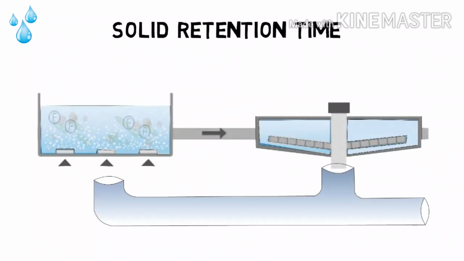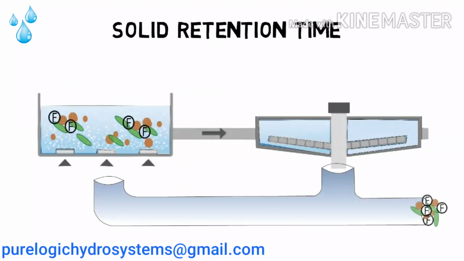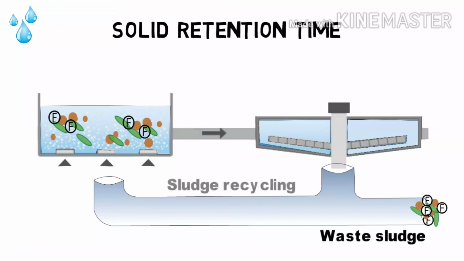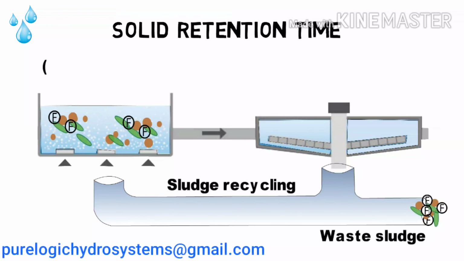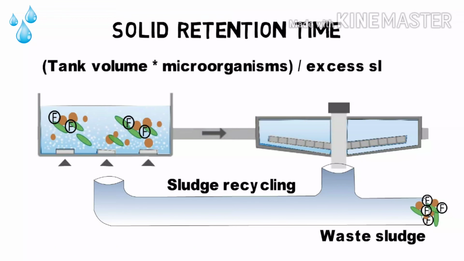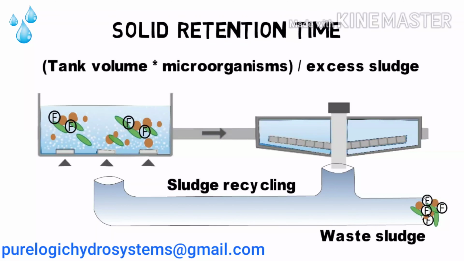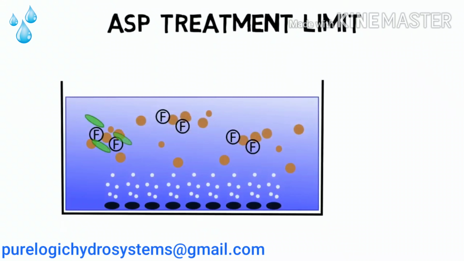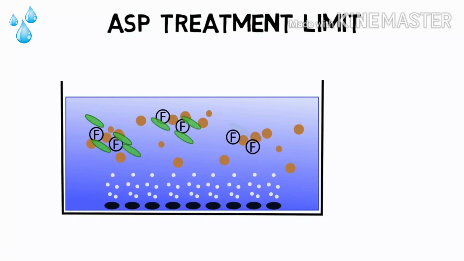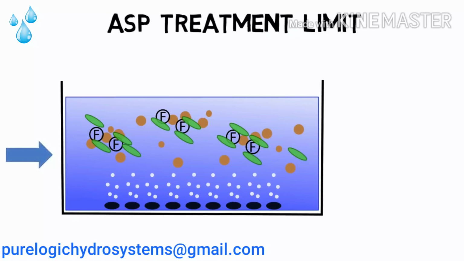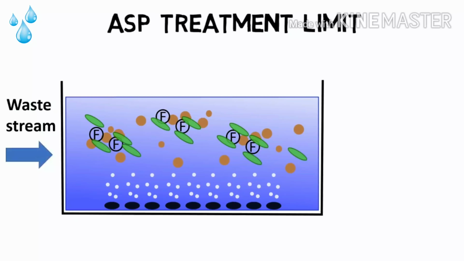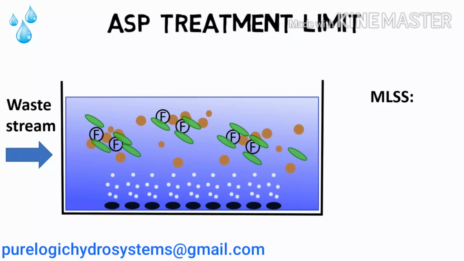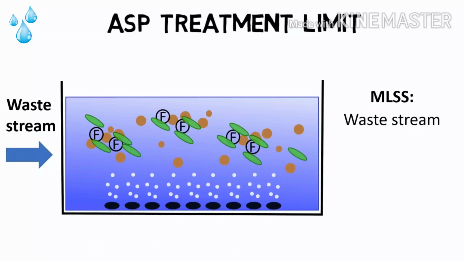The sludge age can also be expressed as the SRT, solid retention time. The SRT is the volume of the reactor multiplied with the concentration of solids divided by the excess sludge. The number of microorganisms present in the aeration basin, and therefore the treatment capacity of an activated sludge plant, is limited. The ratio of microorganisms and waste stream is also known as the MLSS, mixed liquor suspended solids concentration.